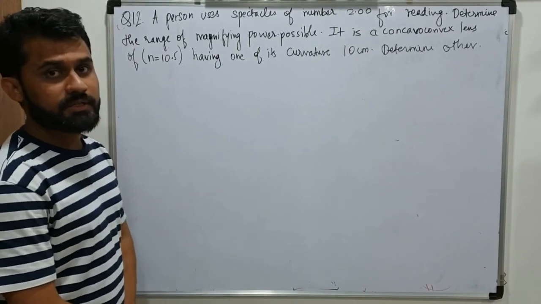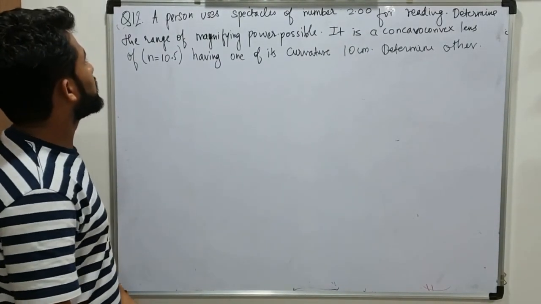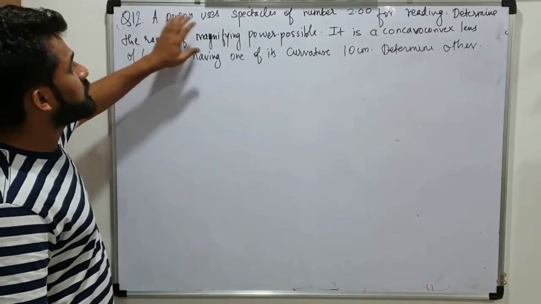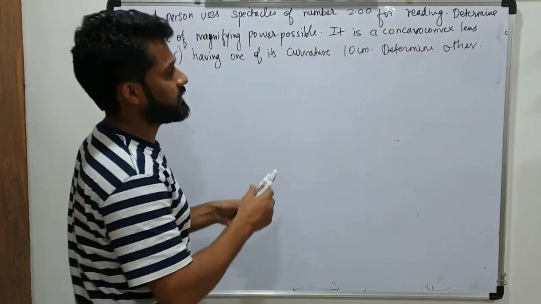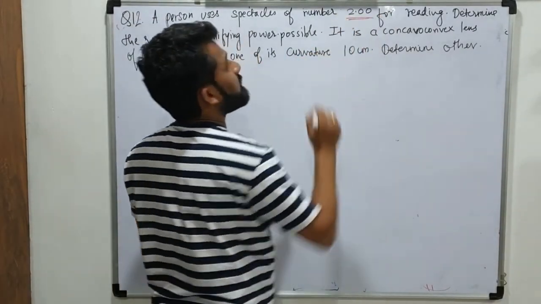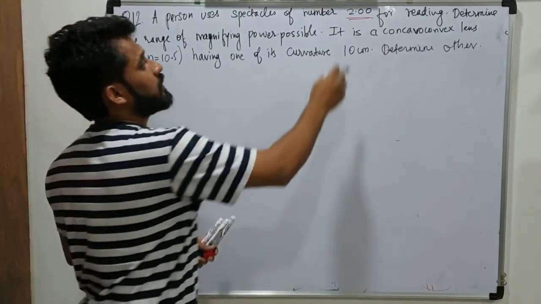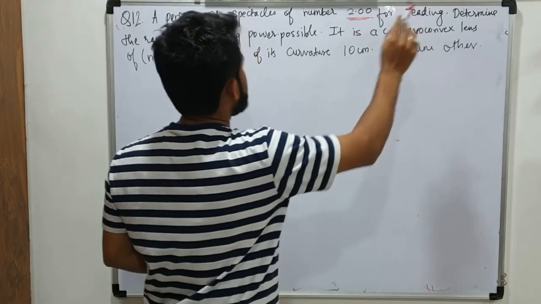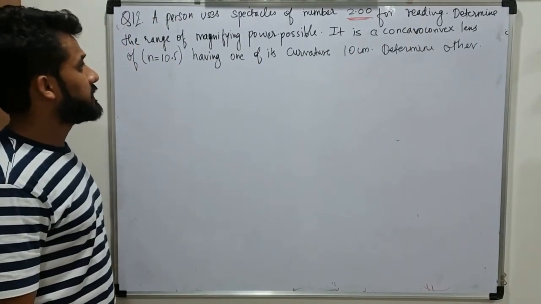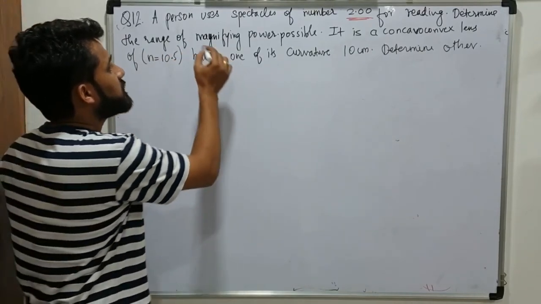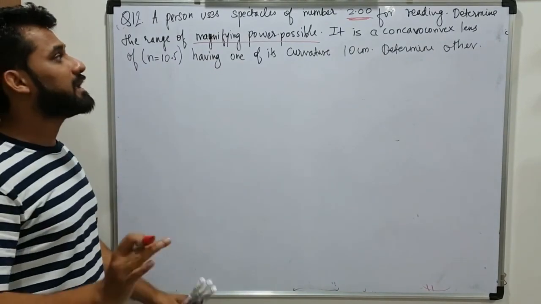So the next question is question number 12. In this question, it is given that a person uses spectacles of number 2.00. Now, what is the number in a spectacle? It is the power of the lens. So a person uses a spectacle lens whose power is 2 for reading. From power we can get the focal length. Determine the range of magnifying power possible. Clearly, it is a very simple question. The magnifying power of a simple lens is asked.